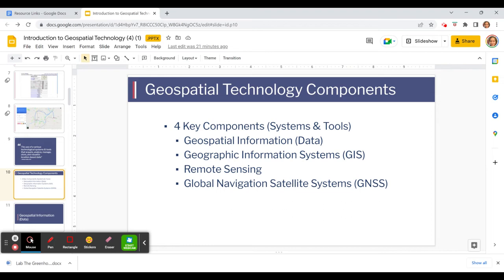And then we have geographic information systems, which is the integration of data and maps. Then we have remote sensing. Remote sensing is technology that allows us to learn about something without interacting with it. Think about satellites, drones, infrared technology, LiDAR, which is light detecting. We get to learn about something without interacting with it.